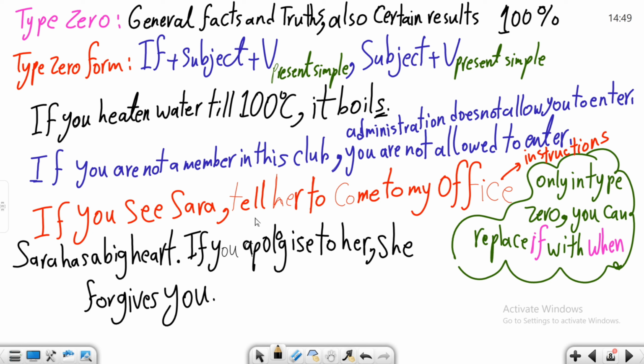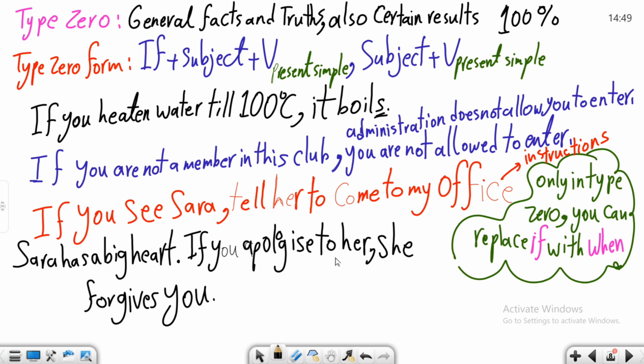If you see Sarah, tell her to come to my office. In here, I'm telling one of my employees, if you see Sarah, in case you see Sarah, when you see Sarah, immediately tell her to come to my office. And here, last example, my friends, Sarah has a big heart. So I'm talking about facts, general facts about Sarah. Sarah has a big heart.